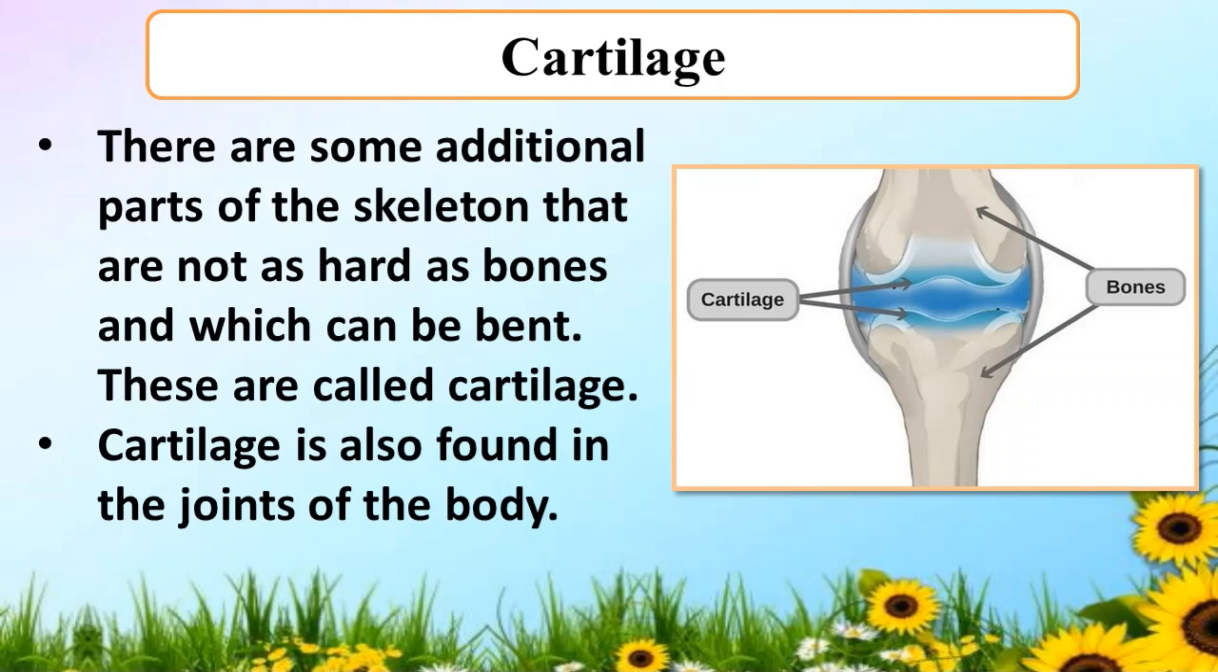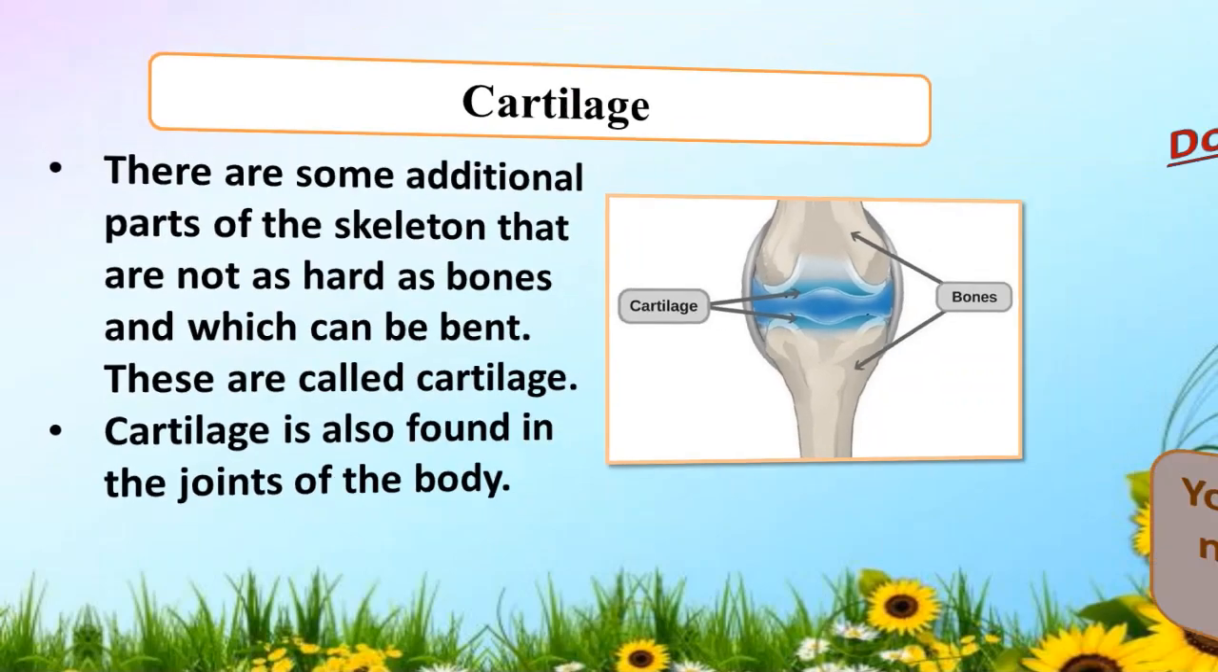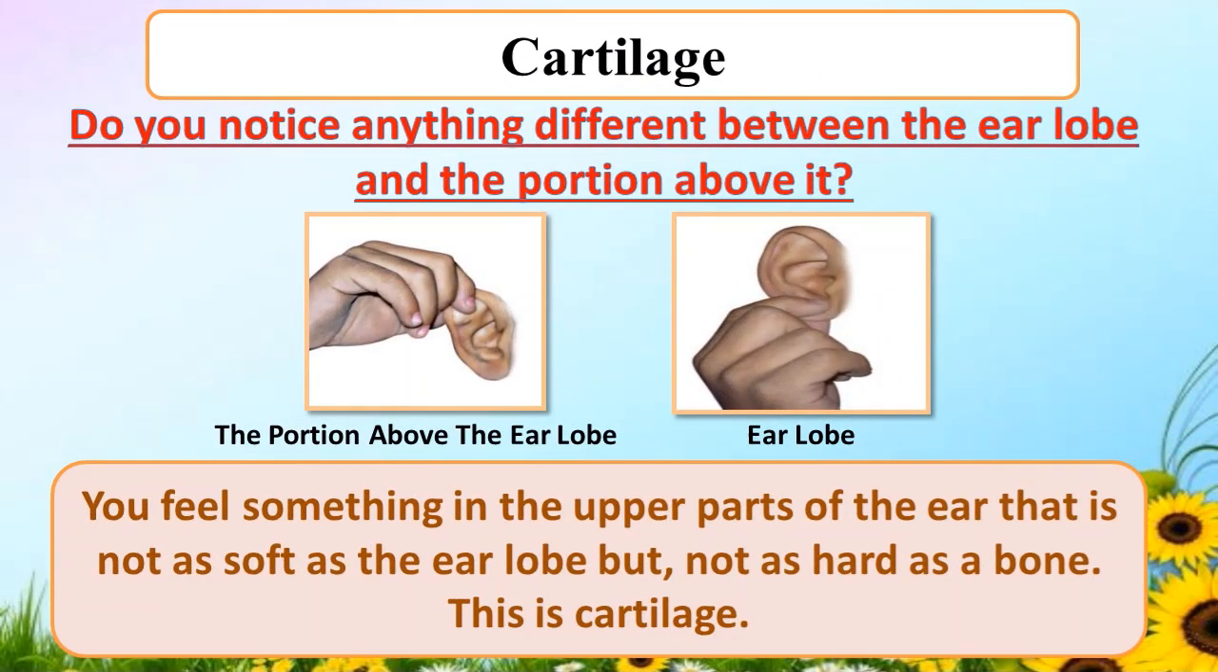Students, now feel your ear. Do you find any hard bony parts that can be bent? There do not seem to be any bones here, isn't it? So, do you notice anything different between the earlobe and the portion above it? Yes, you do feel something in the upper parts of the ear that is not as soft as the earlobe, but not as hard as a bone. This is cartilage.